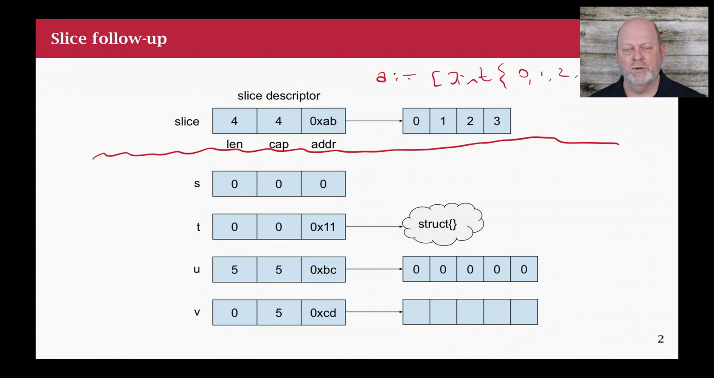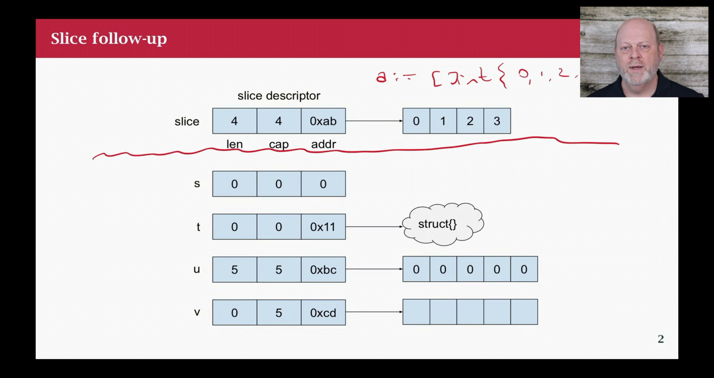That brings us to U. And U is just a regular slice. We made it, it has 5 zeros, so it has length 5, capacity 5, and it has a pointer to the actual storage. So that's just the same case as what was on top of the slide, right? It's a real, well, I don't want to say a real slice, but it's a slice that has something in it.